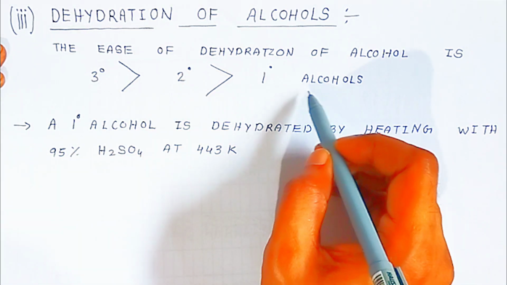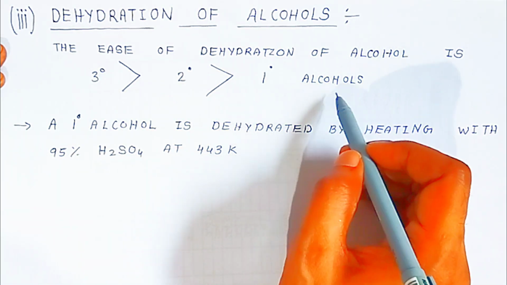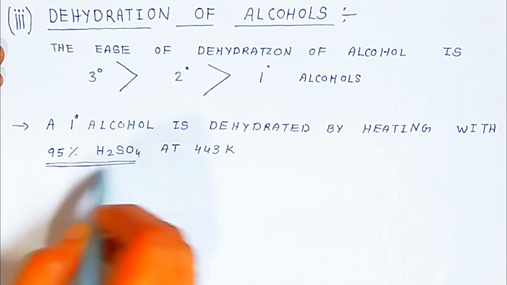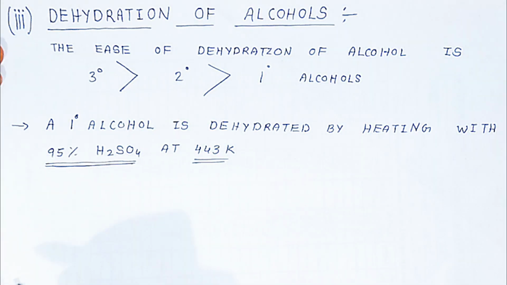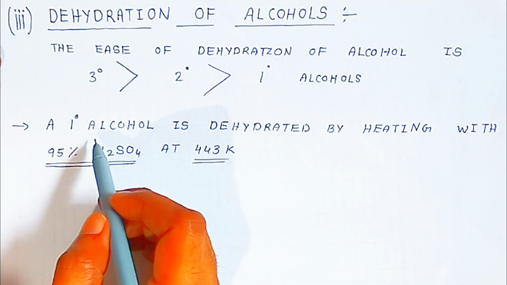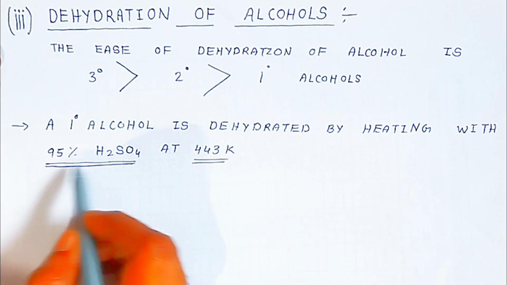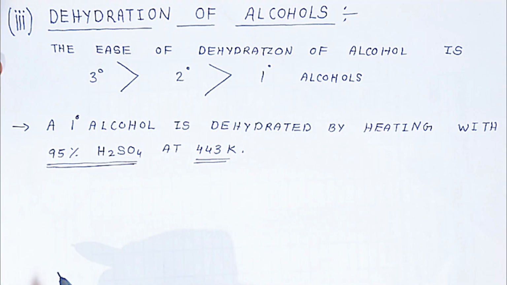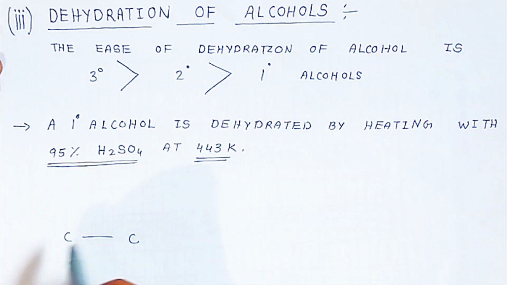Now we will see how first degree alcohol, or primary alcohol, is dehydrated by heating with 95% sulfuric acid. You have to take 95% sulfuric acid, and you have to just heat it. So here, students, the percentage of sulfuric acid is very important. Primary alcohol is very difficult to dehydrate, that is why you have to take 95% sulfuric acid. Okay students, so a simple example I have taken here is ethanol.